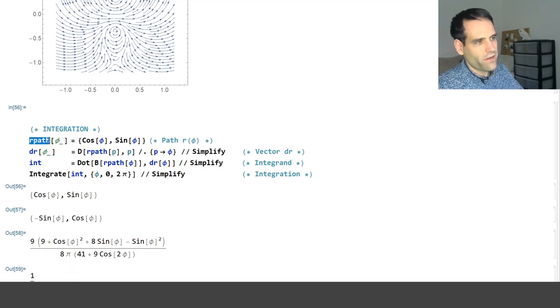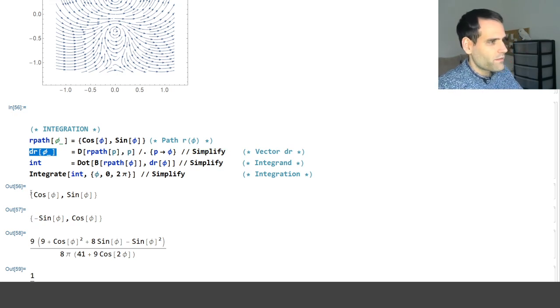So my vector r path as a function of phi equals cosine of phi, sine of phi. You know the drill. And that's going to be the path. Then I calculate the differential vector dr. And that's given by the derivative of the path with respect to the parameter. Yeah, so this is the path, and I calculate the derivative with respect to p. And this just means that I'm going to substitute this variable that I called p by the variable phi. It's just a way to make sure that dr is a function of phi.